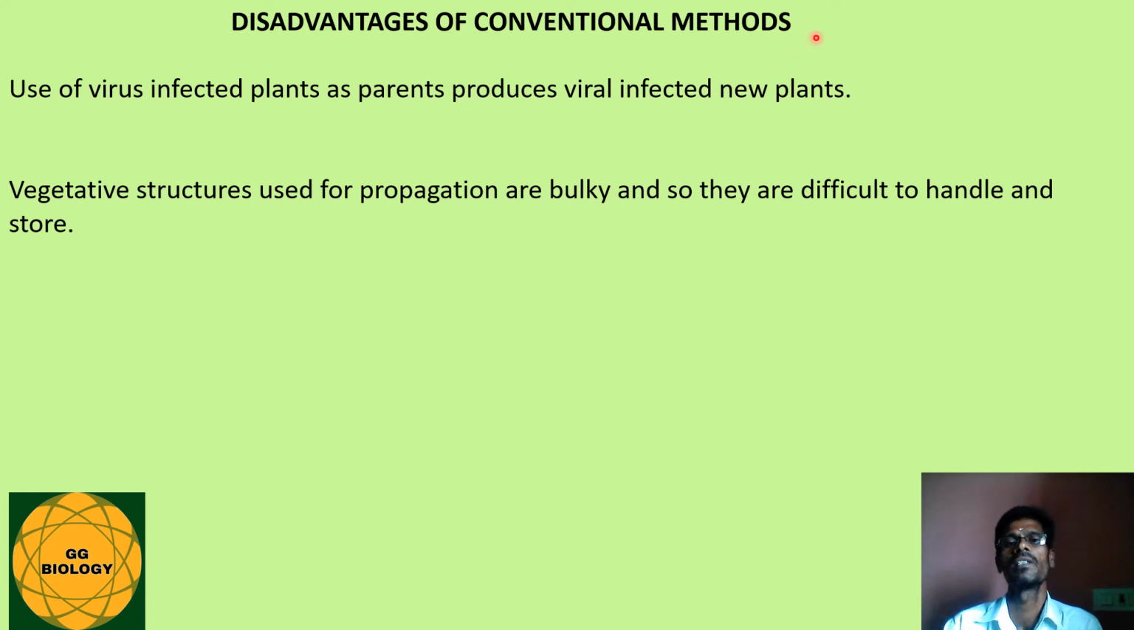The disadvantages of conventional methods. Use of virus infected plants as parents produces virus infected new plants. So once we select virus infected plants, the young ones produced will also be infected by the virus. The vegetative structures used for propagation are bulky, so they are difficult to handle as well as to store. So this is also one of the disadvantages.